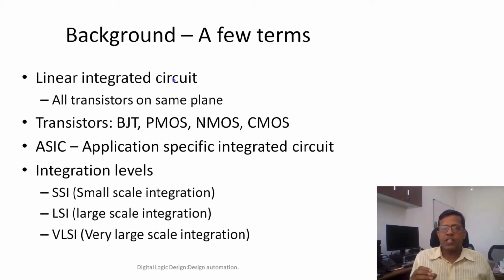And what is a transistor? A transistor is a device which usually has three inputs. For example, the other passive elements like resistors, inductors, capacitors all have two inputs, but a transistor has three inputs.